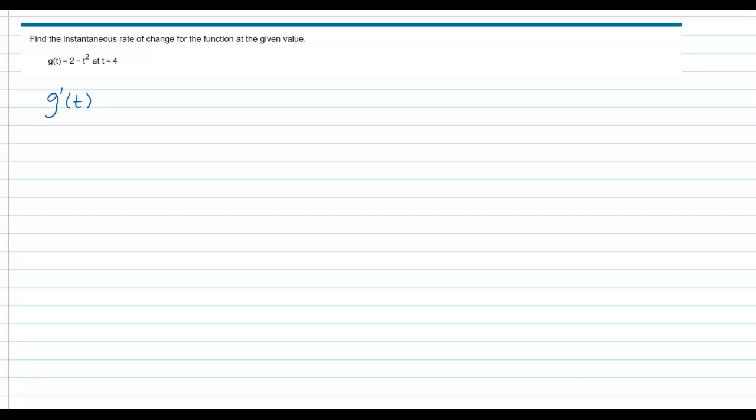So g prime of t is just equal to the derivative of 2, a constant, which is 0. So minus the derivative of t squared, and that is just negative 2t. Then next is to evaluate it at t equals 4. So you have g prime at 4. That's equal to negative 2 times 4, and that is equal to negative 8.